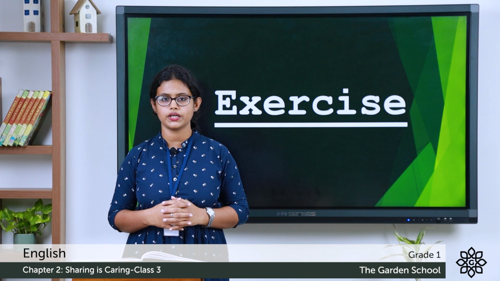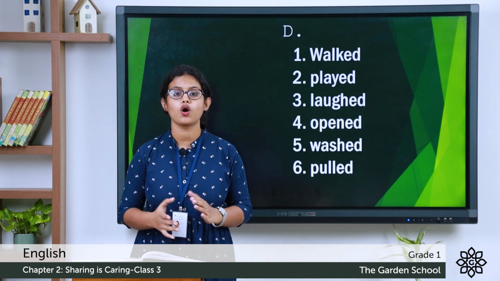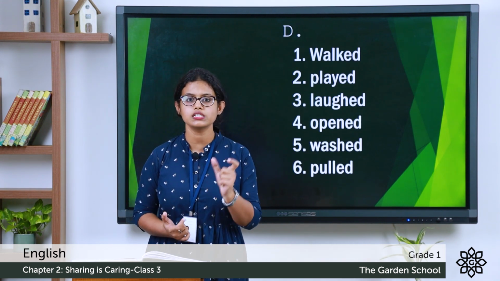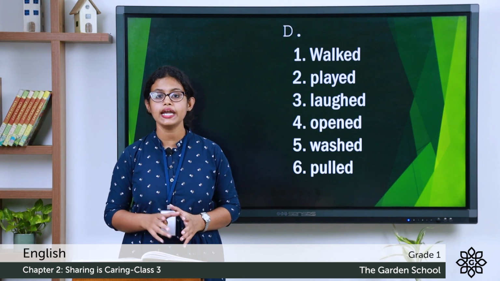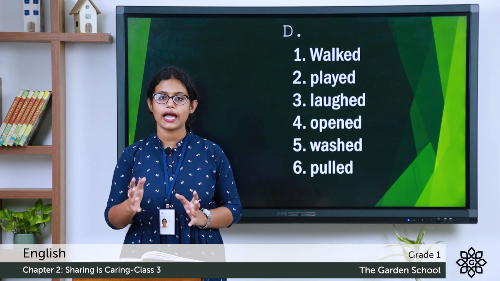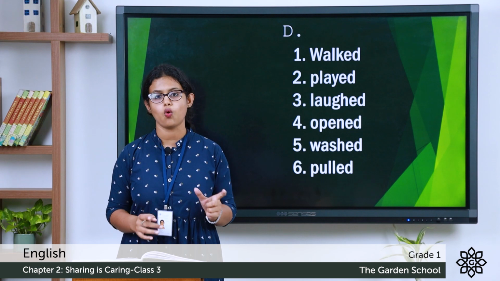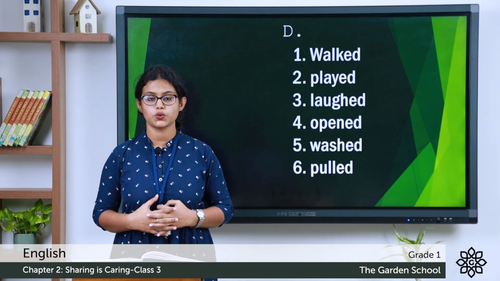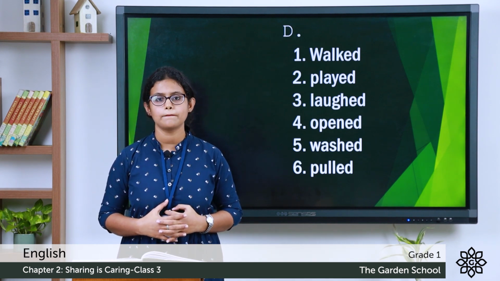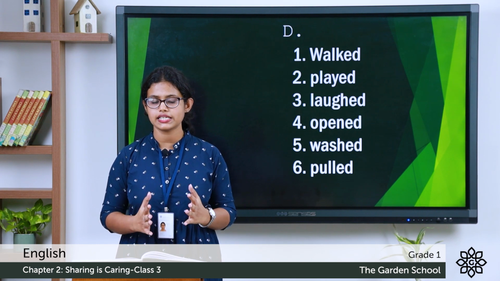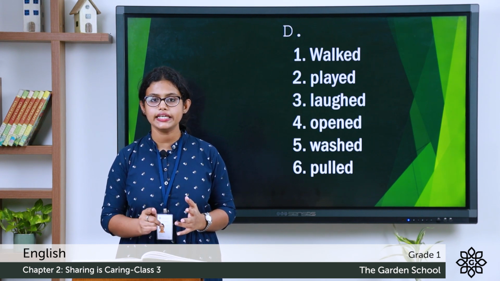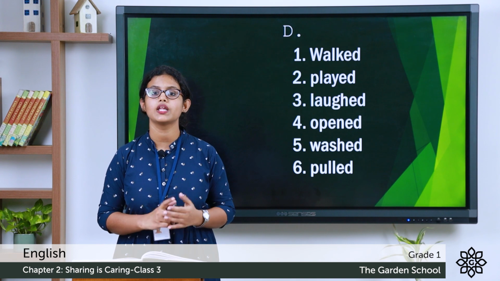So what is the first picture? It's a picture of a boy walking. So the action word is walk. And we have to add ed to that action word. So it will become walked. What about the second one? A girl is playing. So play is the action word and you have to add ed to that action word. Then it will become played.